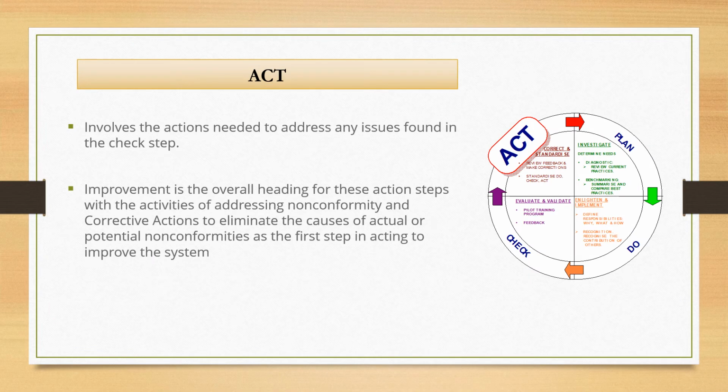Act. This is a stage for improvement. Here, the activities will be performed to address non-conformities found in the check stage. Thus, the root cause will be identified. Corrective action will be taken to eliminate the causes of actual and potential non-conformities. Then the cycle will start again from the plan stage.